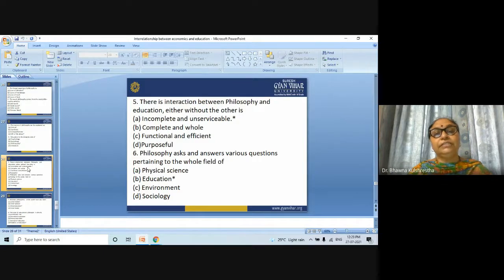And the next question: there is interaction between philosophy and education. Either without the other is incomplete and unserviceable, or complete and whole, functional and efficient and purposeful. The answer to this question is incomplete and unserviceable.